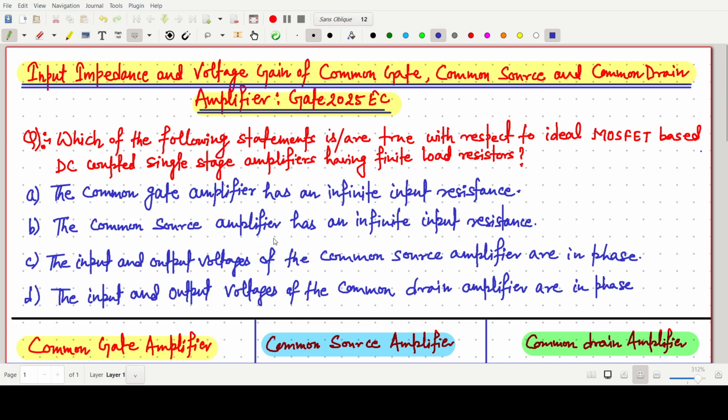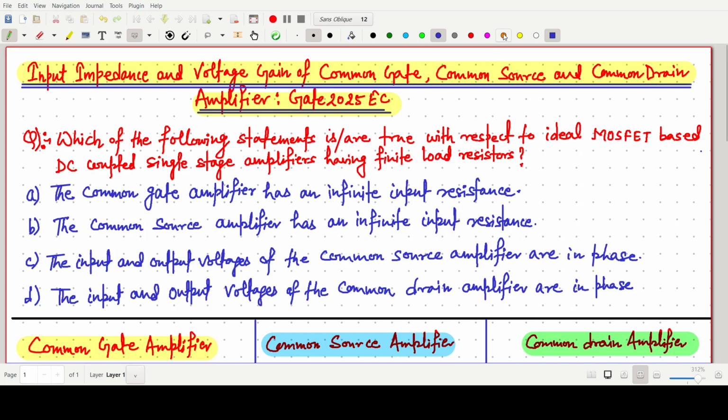Option B: the common source amplifier has an infinite input resistance. Option C: the input and output voltages of the common source amplifier are in phase. And the last option, D: the input and output voltages of the common drain amplifier are in phase.